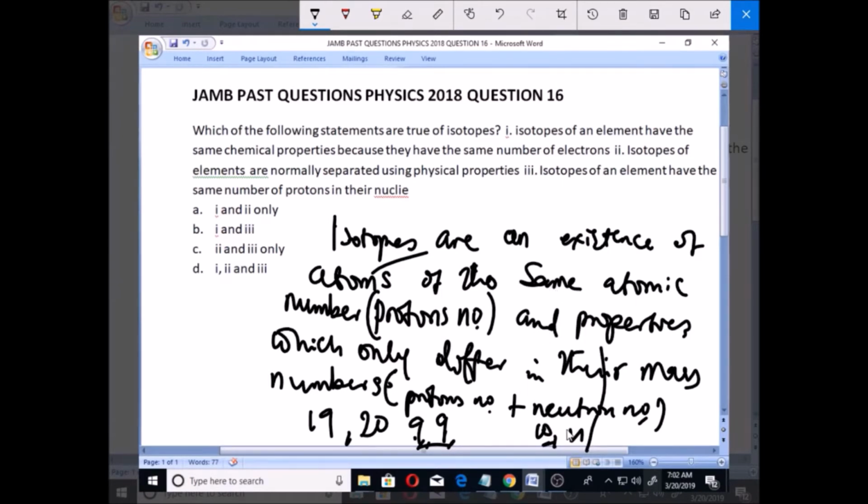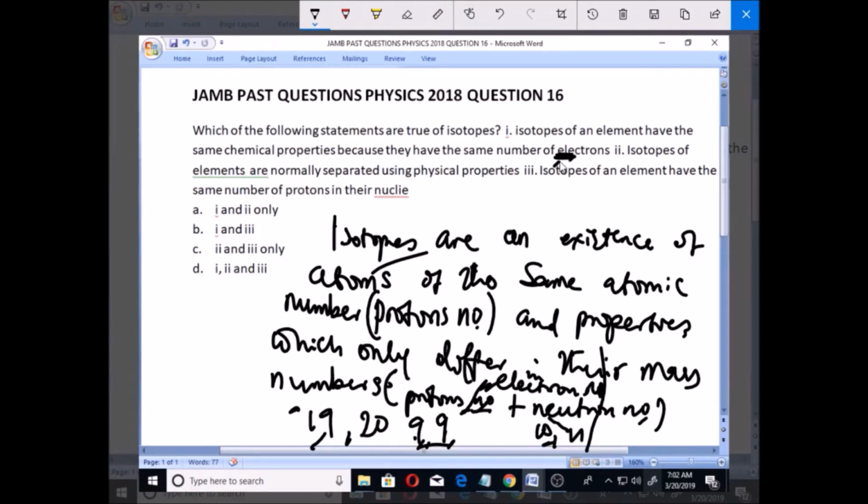And how you notice that the neutron number is different is that their mass numbers are going to be different, because mass number is proton number plus neutron number. And note that proton number is always equal to electron number. Why? Because the atom is electrically neutral. So from this we can easily pick out the answer, because I says isotopes of an element have the same chemical properties because they have the same number of electrons. Yeah, because their proton number, like I said, is equal to electron number. That means isotopes have the same number of electrons.